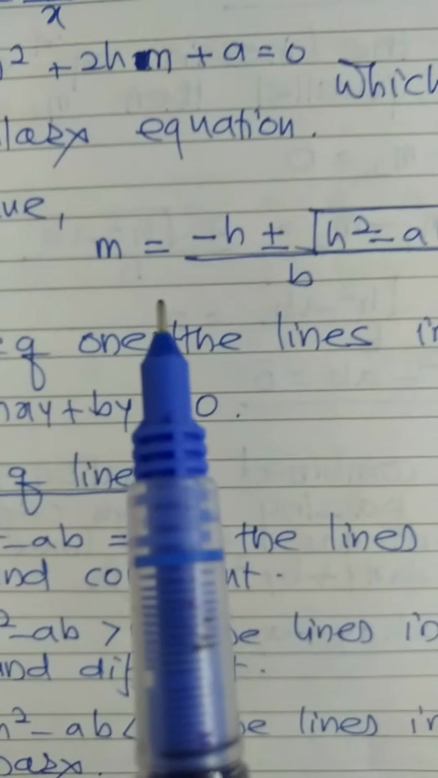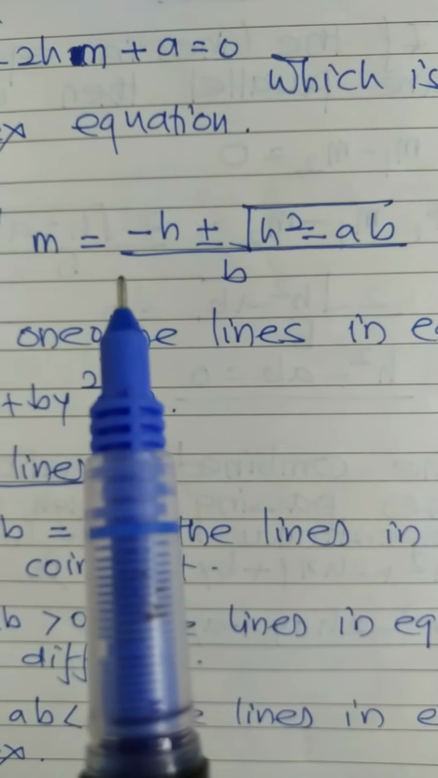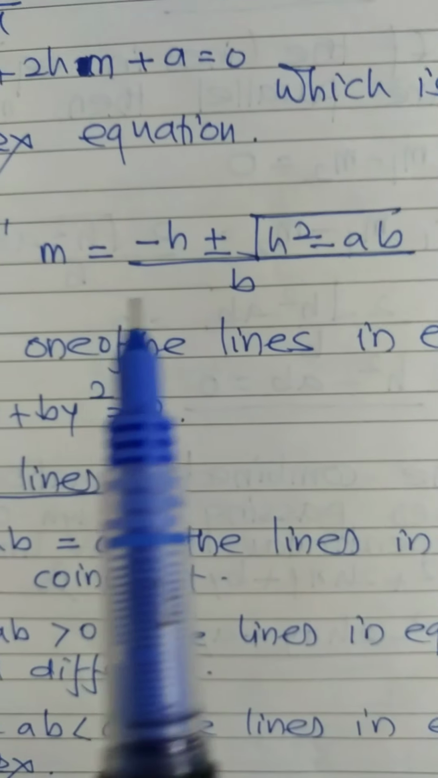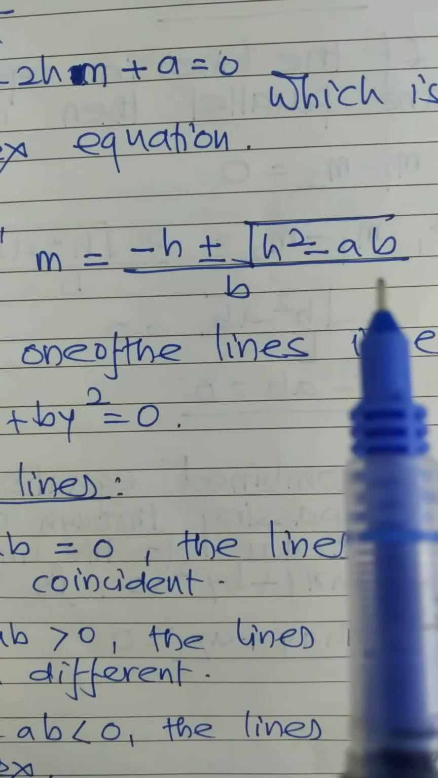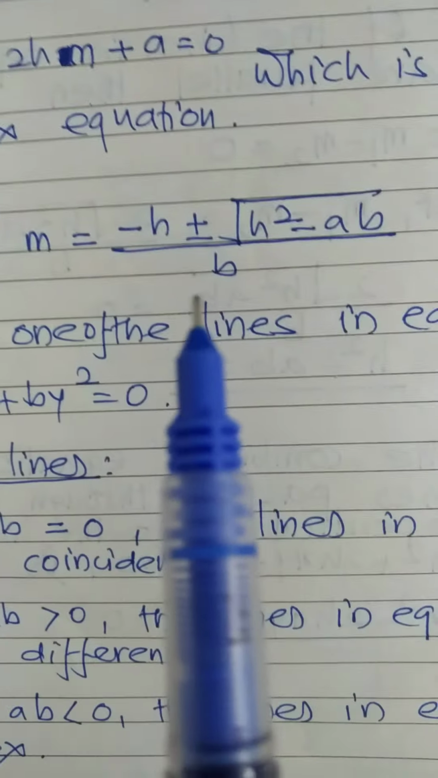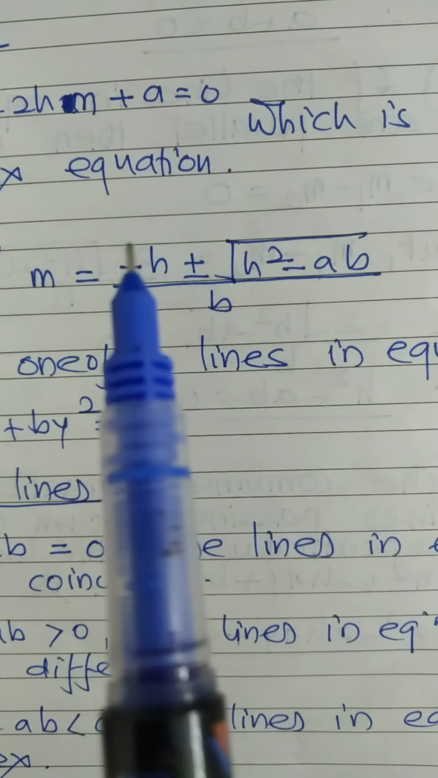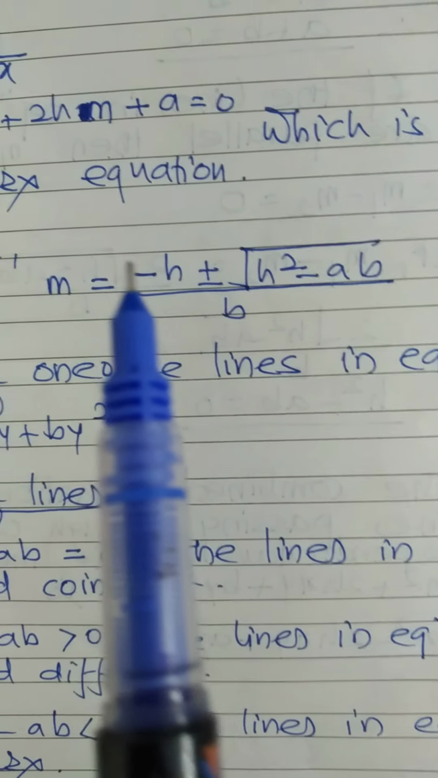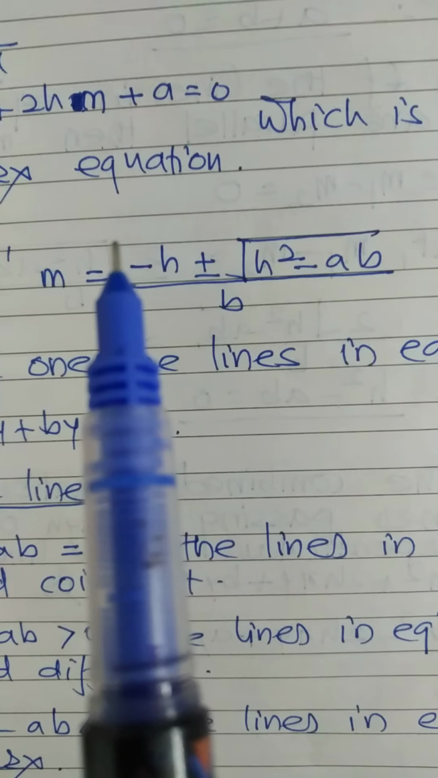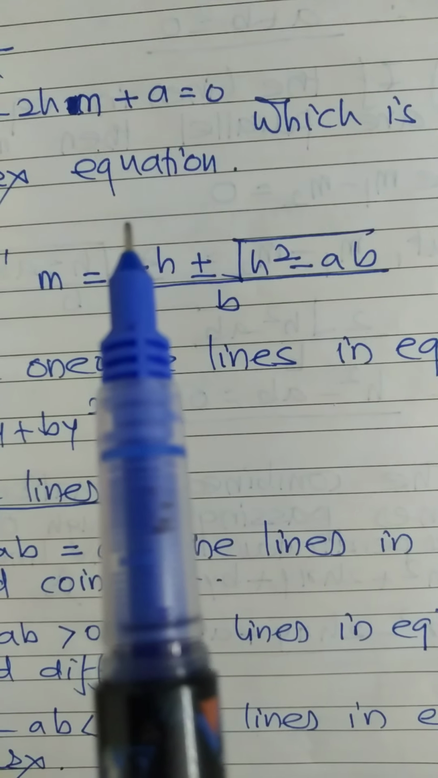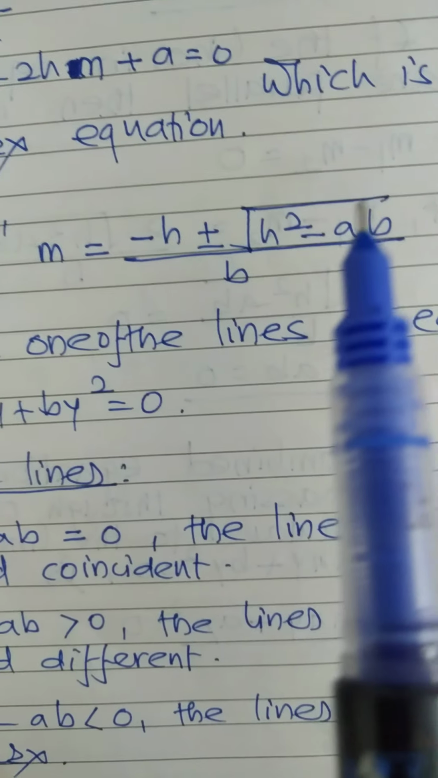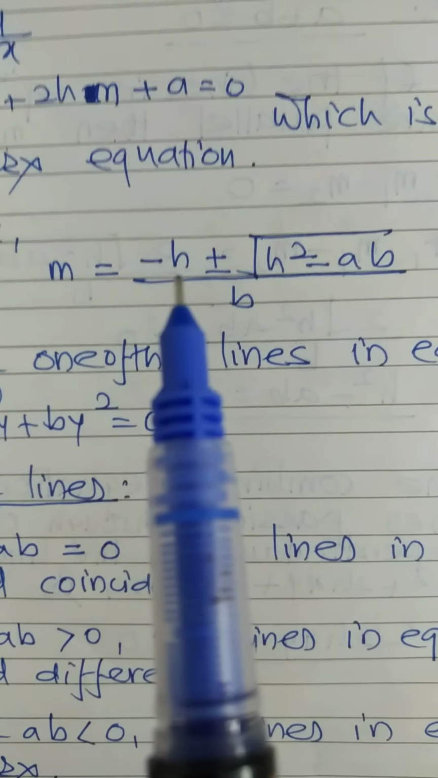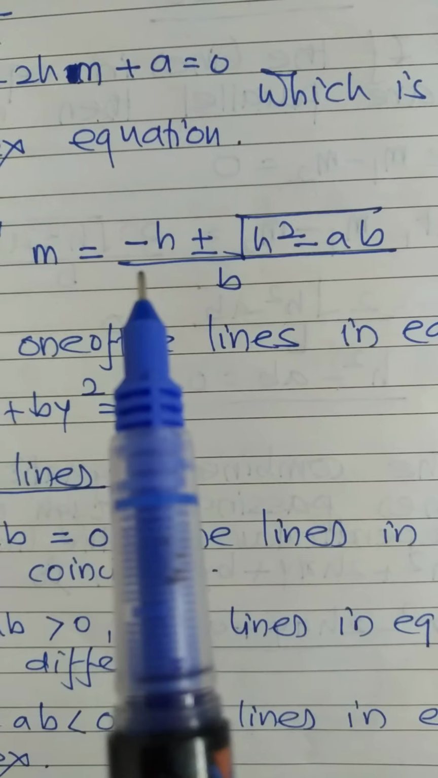So next, an important note. In general, you know there are two values of m in that case. So it is m equals minus h plus minus square root of h square minus ab, upon b. If we consider a quadratic equation, as you know, ax square plus bx plus c equals to 0, you know the nature of roots.